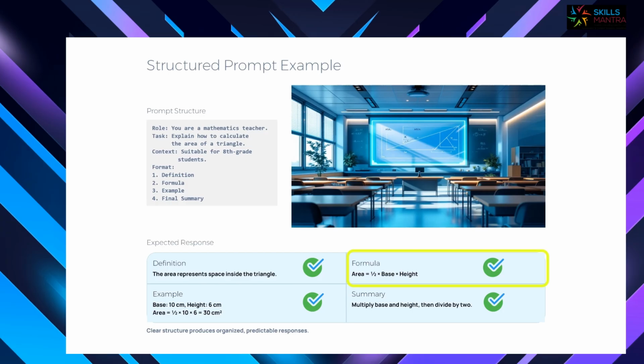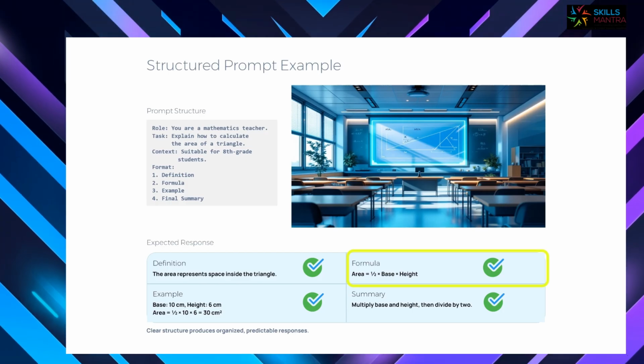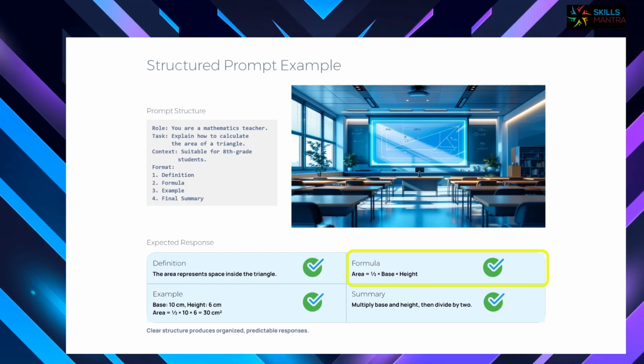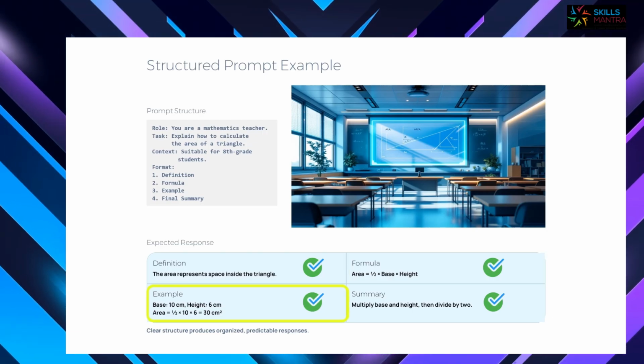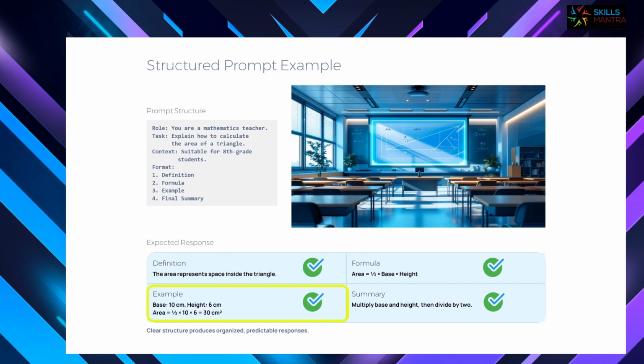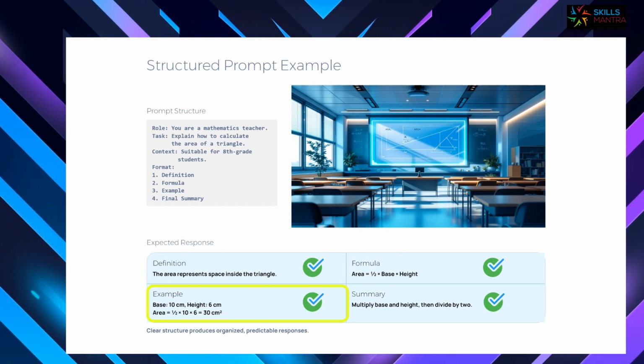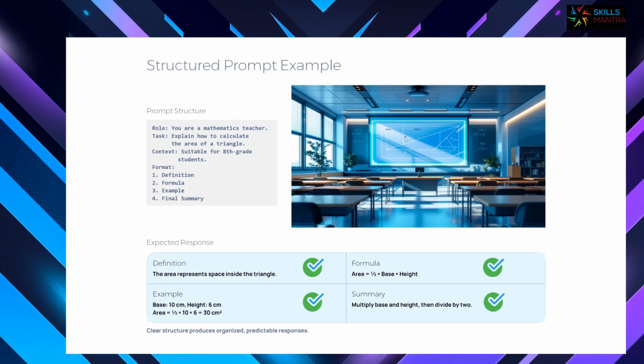For example, the formula is area equals 1/2 multiplied by base multiplied by height. An example calculation may show a base of 10 centimeters and height of 6 centimeters, producing an area of 30 square centimeters. This structure produces clear and predictable responses.